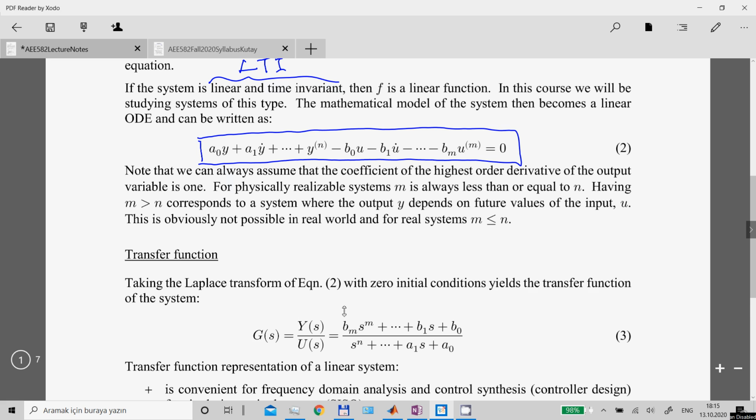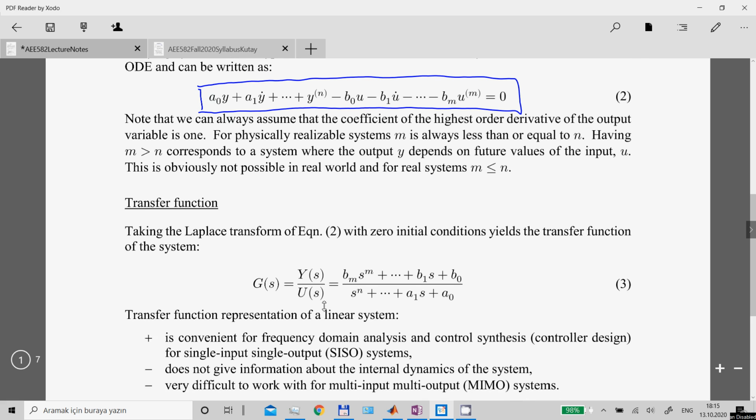So you have a polynomial of order m on the numerator and the polynomial of order n on the denominator. Here, without losing any generality, we can assume that the coefficient of this term is 1. Unless, if you have any other coefficient here, you can divide the entire equation with that coefficient so that the coefficient here becomes 1 and every other coefficient is scaled by that original coefficient.